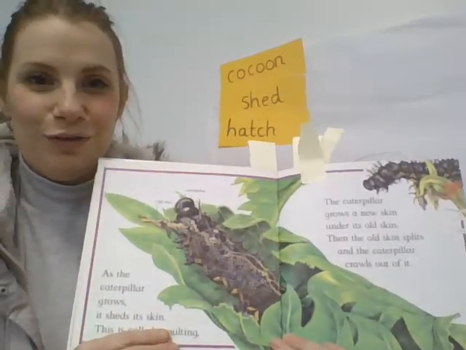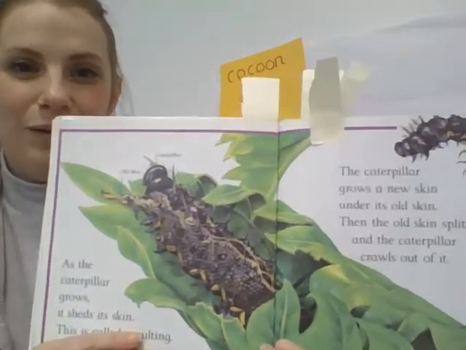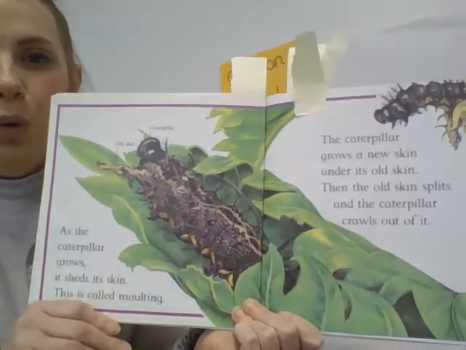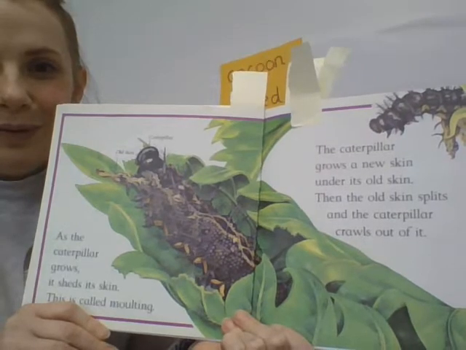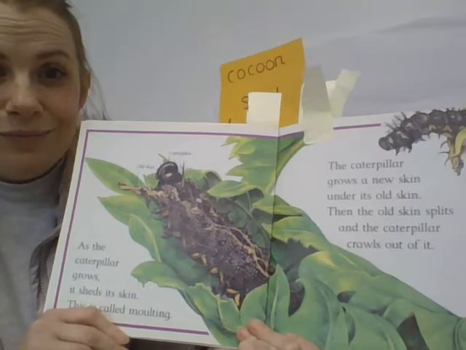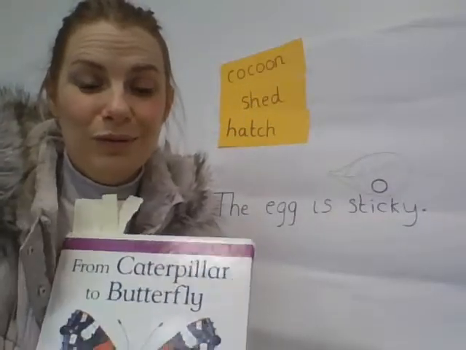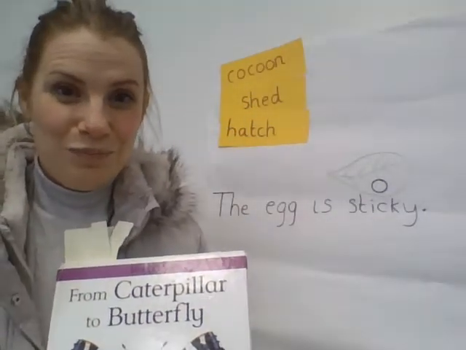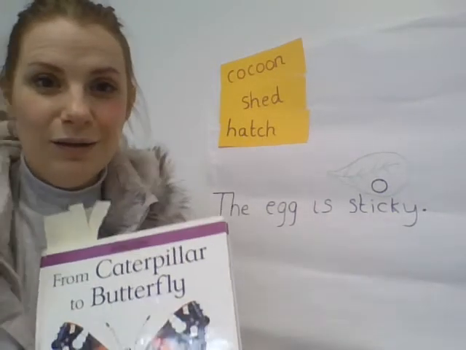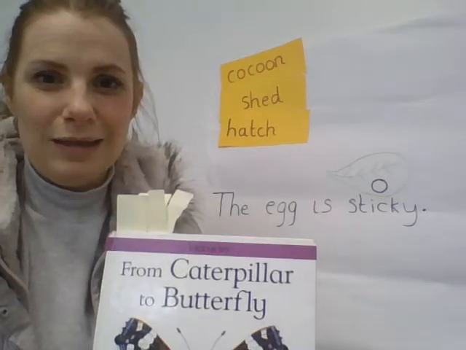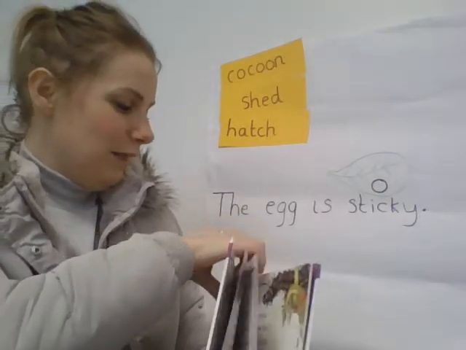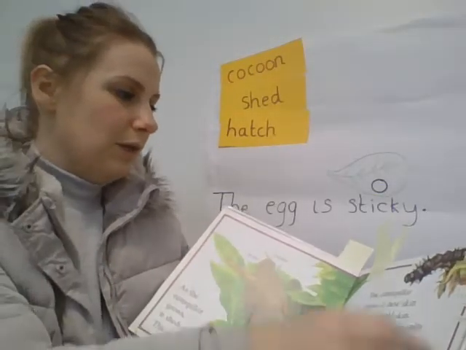Now, what I'd like you to do is tell your helper what we've learned on this page. What have we just learned? What does a caterpillar do? That's right. A caterpillar sheds its skin. If you want to, you can write that sentence down. It sheds its skin. And you can add it to our information list so that we don't forget anything. Let's see what else we're going to learn.